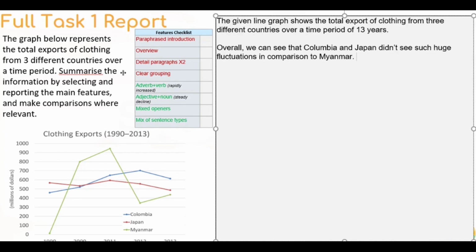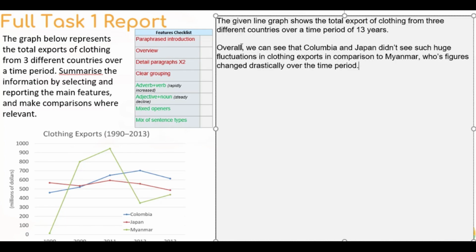So that very simply just gives an overall idea of the data that's been shown, and I've managed to do it in one sentence. Overall, we can see that Colombia and Japan didn't see such huge fluctuations in comparison to Myanmar. And let's say what the fluctuations are. Didn't see such huge fluctuations in clothing exports in comparison to Myanmar. Let's say whose figures changed drastically over the time period.